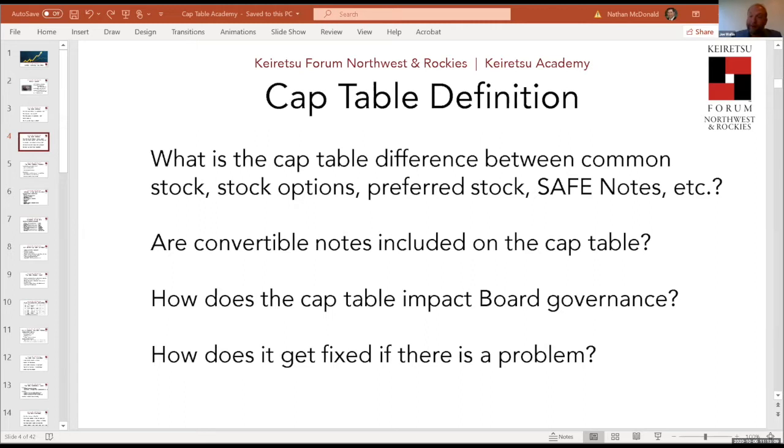What you would like to make sure as an investor is that the company has good corporate hygiene in making ledgers of things, like the notes that come in. So yes, notes should be included on the cap table. How does the cap table impact board governance?